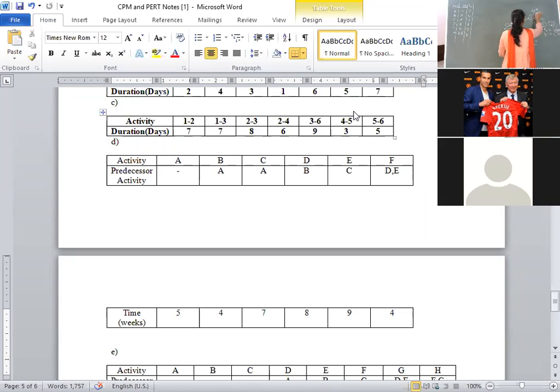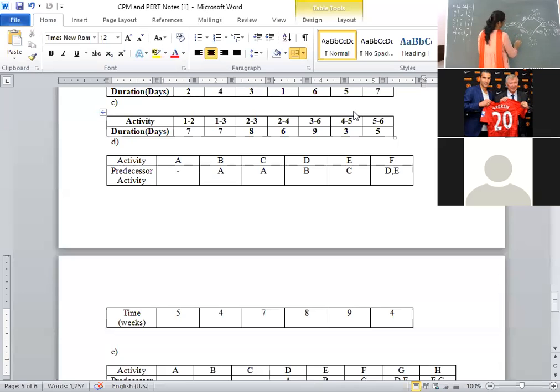Similarly, L3. How are we going to compute L3? For 3, it is coming from 5 only. The formula is L5 minus T35. That is 21 minus 8. It's 13.